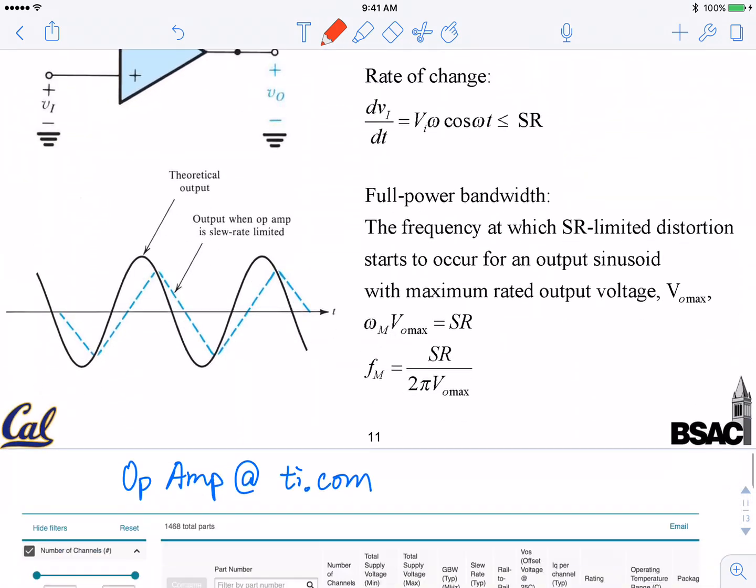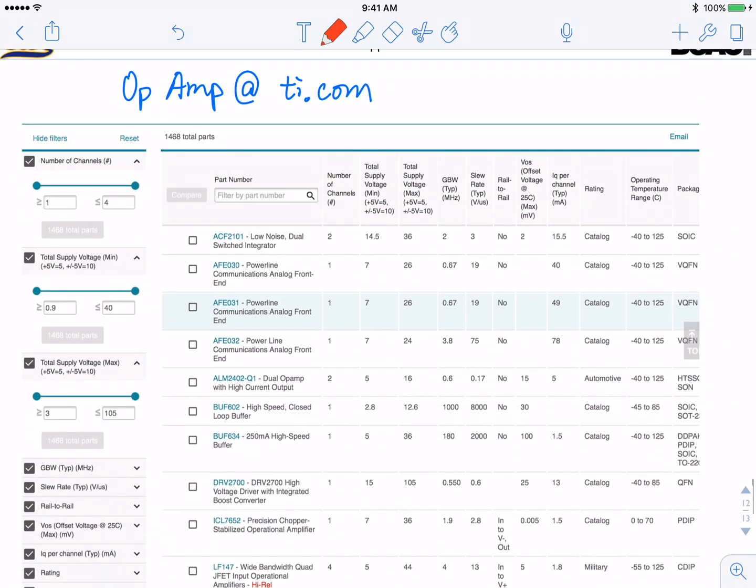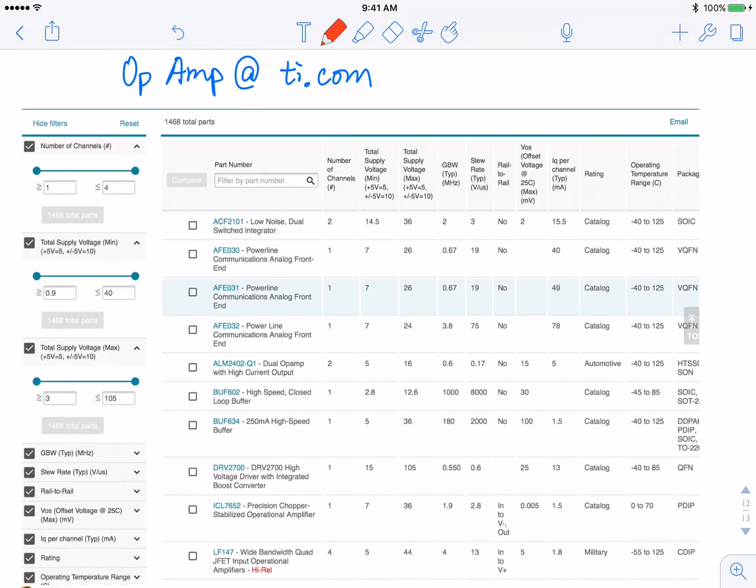Now we can actually go check an op-amp. You'll be given an op-amp in your lab, so you don't have to look at this eye chart, but I encourage you to do this. You go to TI.com. TI, Texas Instruments, is one of the 2 major companies that produce analog integrated circuits. In the search bar, just type op-amp.